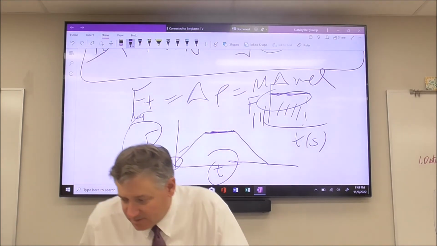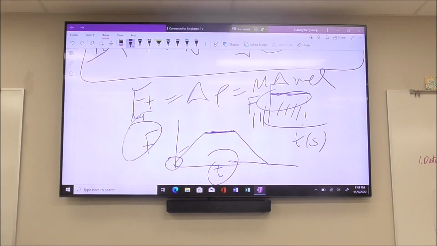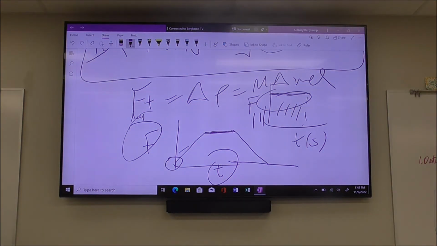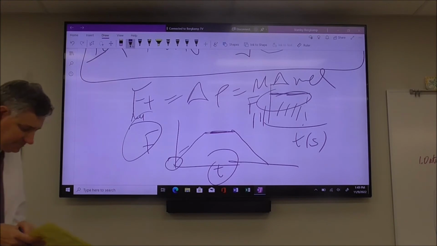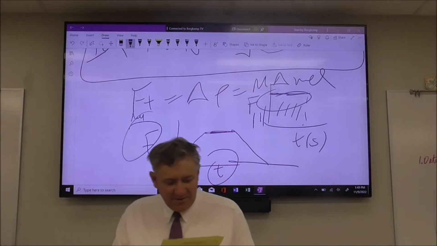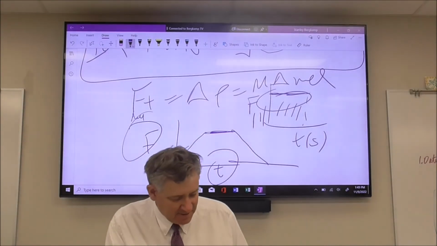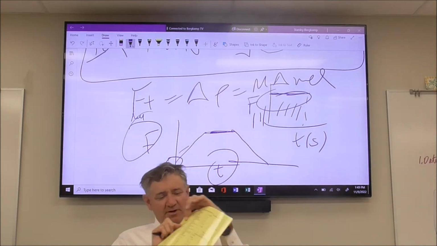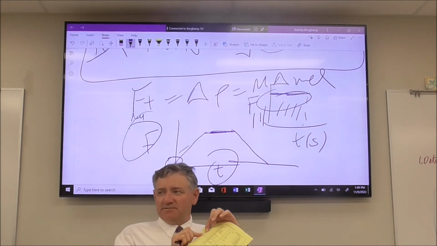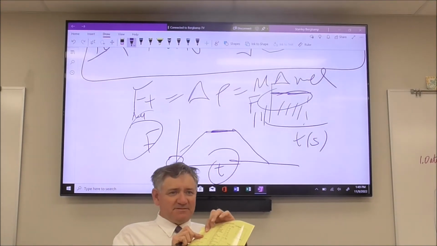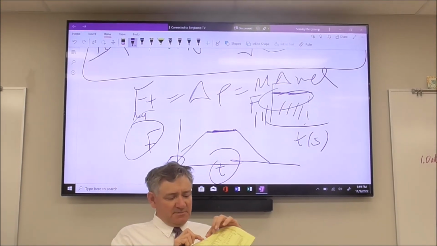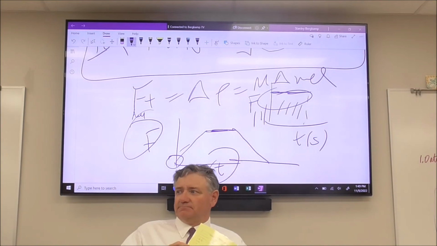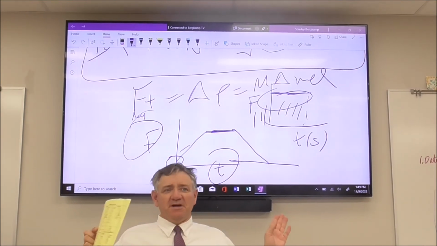Now, you also have to remember what's going to be available to you on the test. If you look at your yellow sheet, here's the anomaly about this. If you look at the momentum section, you only have two momentum equations. You have mass times velocity, that's a lot of help, that was a tough one. And then you have change in momentum equals force times time. That's it, those are the ones you have.